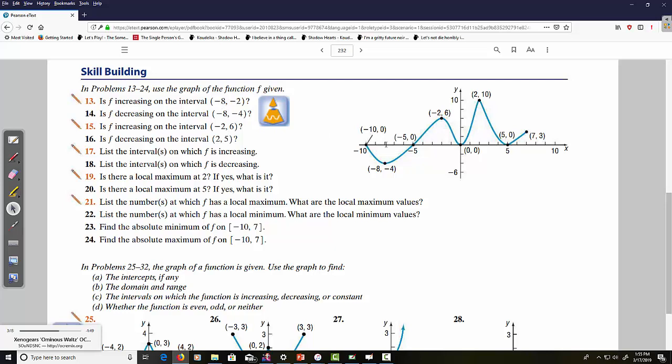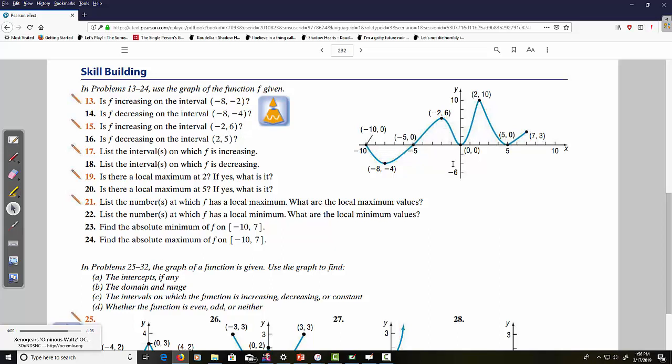Is the function decreasing on -8 to -4? That would be from here to here. No, it is not. We just said it was increasing on this whole interval. So on a small part, it wouldn't be decreasing. Is f increasing on -2 to 6? So -2 to +6. It does a lot of things on -2 to 6. You know, it decreases, then it increases, then it decreases again. So the answer to that is no, not in general, but it does do a couple of times.